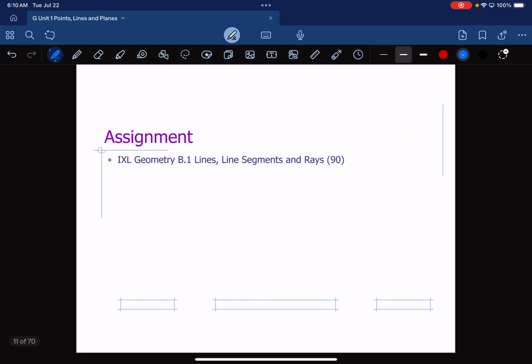Okay. So there's an assignment there in IXL. Geometry B1, lines, line segments, and rays, and I need you to try and get a 90% on that.